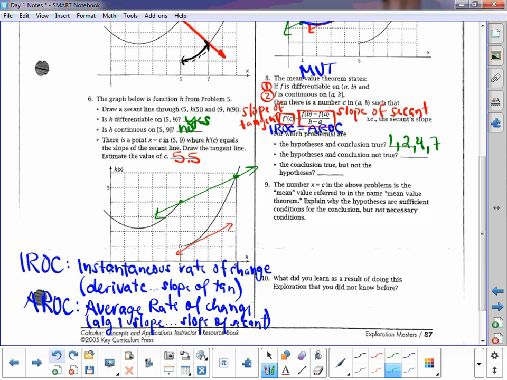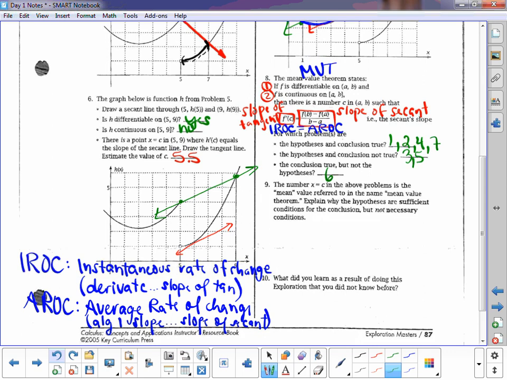All right. Which ones did we have the hypothesis and conclusion not true? Where it failed either differentiability or it failed continuity, and thus we didn't have a tangent line. 3 and 5. Okay. And then what was the single problem where it did have a parallel line even though it failed one of the conditions? 6. That's our buddy over here.